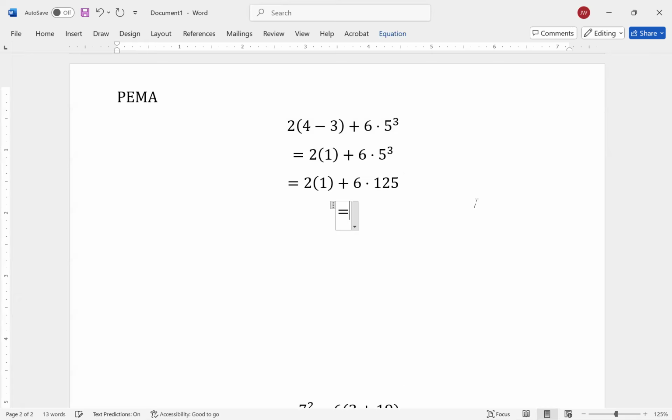Then I can apply multiplication. 2 times 1 is 2. 6 times 125 is 750. And then lastly, I'd add. So I'd get 752. Now you should be able to plug that expression into your calculator. And if you type it into your calculator correctly, it should give you 752 immediately when you hit enter. So when you ask for the answer, it should give you 752.